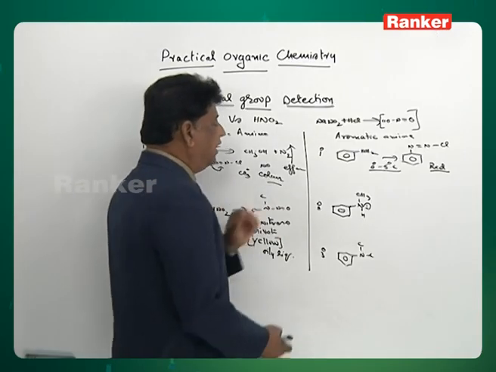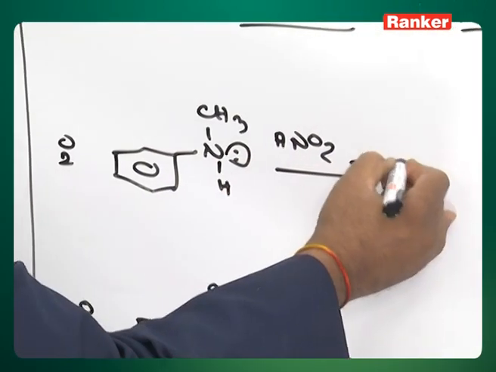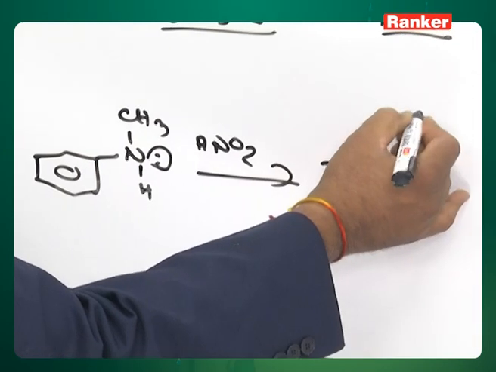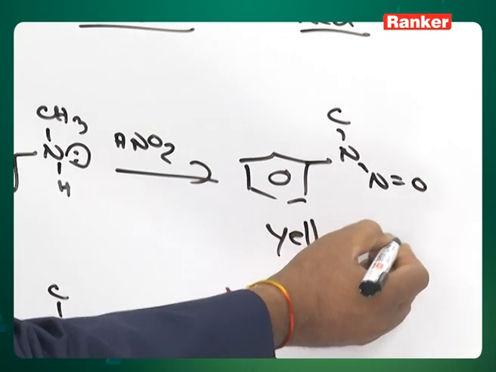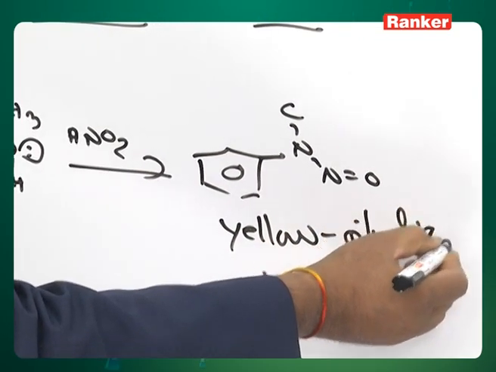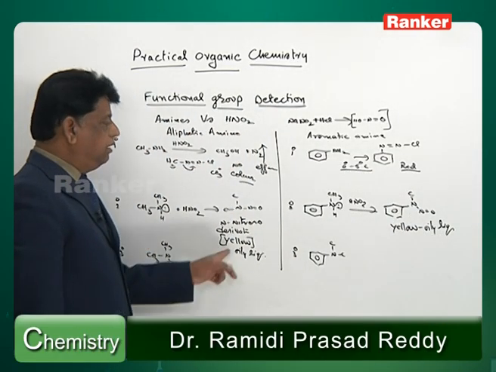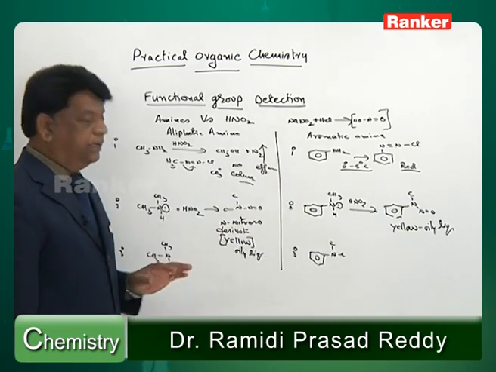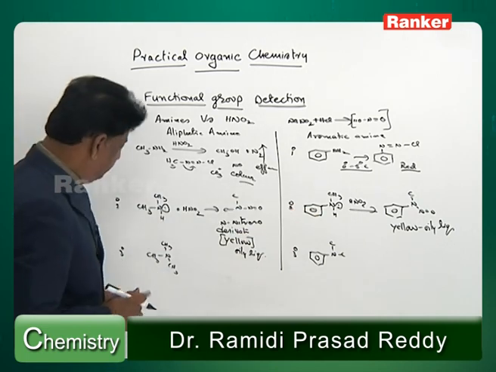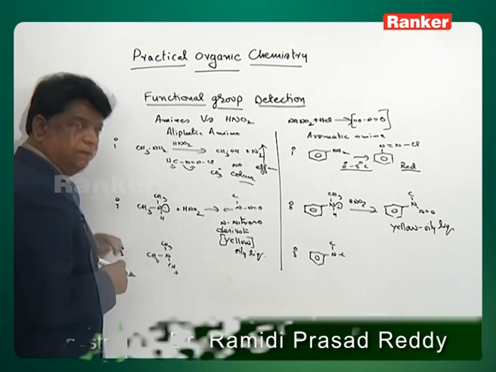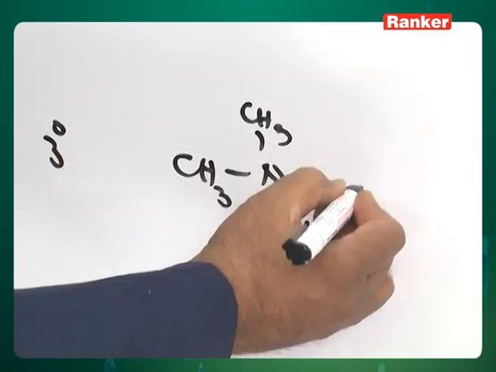Even this also has one hydrogen, therefore the moment HNO2 is added, that H is replaced. The rest of the benzene and the methyl will be there, but here you will get an NO. So the same yellow colored oily liquid is formed. So it is actually a repetition of the 2 degree aliphatic yellow oily liquid; aromatic 2 degree is also a yellow oil. That's why 2 degree aliphatic and 2 degree aromatic you cannot differentiate. The 3 degree aliphatic and the aromatic again differ with nitrous acid.